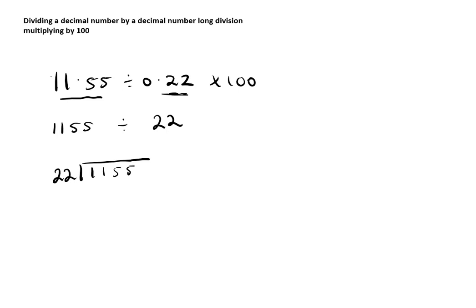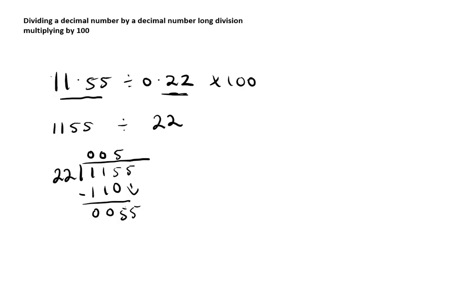How many 22s are in 1? 0. Group. How many 22s are in 11? That's 0. Group again. This time how many 22s are in 115? So there are 5 22s in 115, and 5 times 22 gives us 110. We're going to take away: 5 take away 0 leaves us with 5. 1 take away 1 is 0, and that's 0. Check and see, is our 5 smaller than 22? It is. Let's bring down our 5.